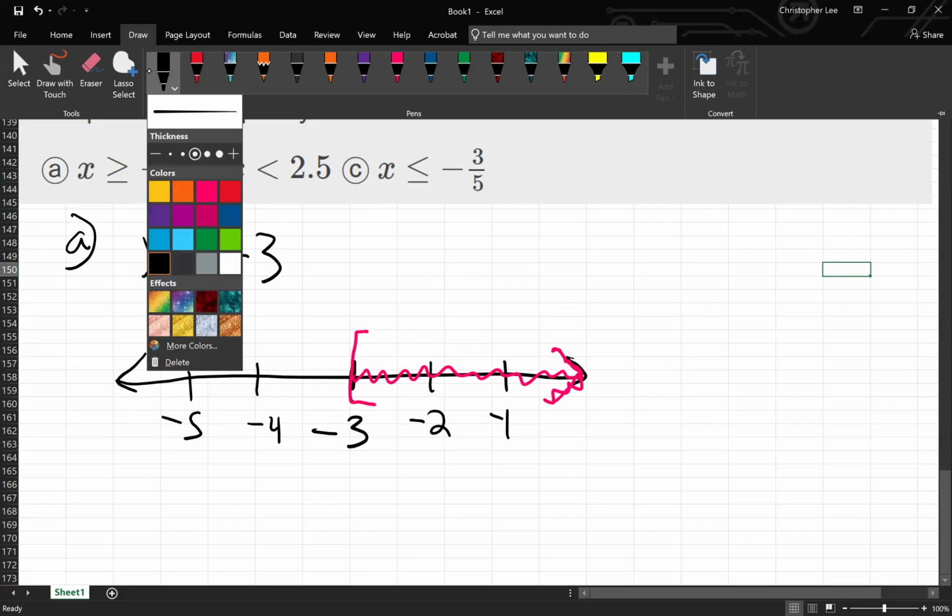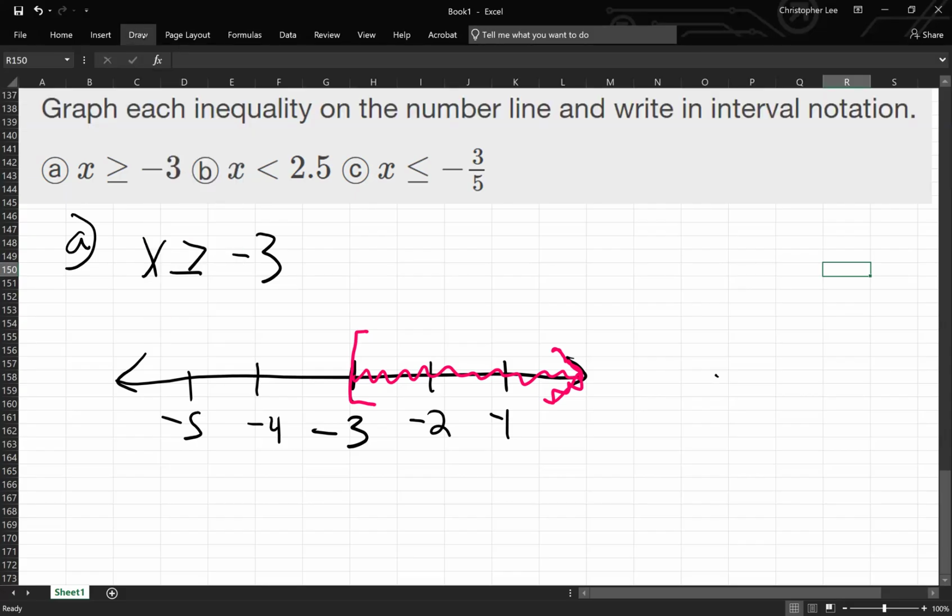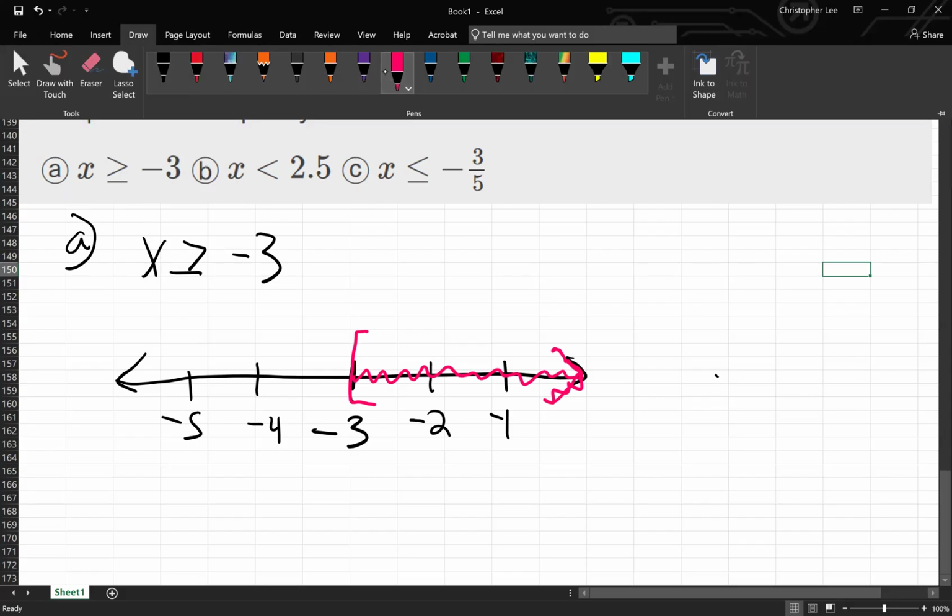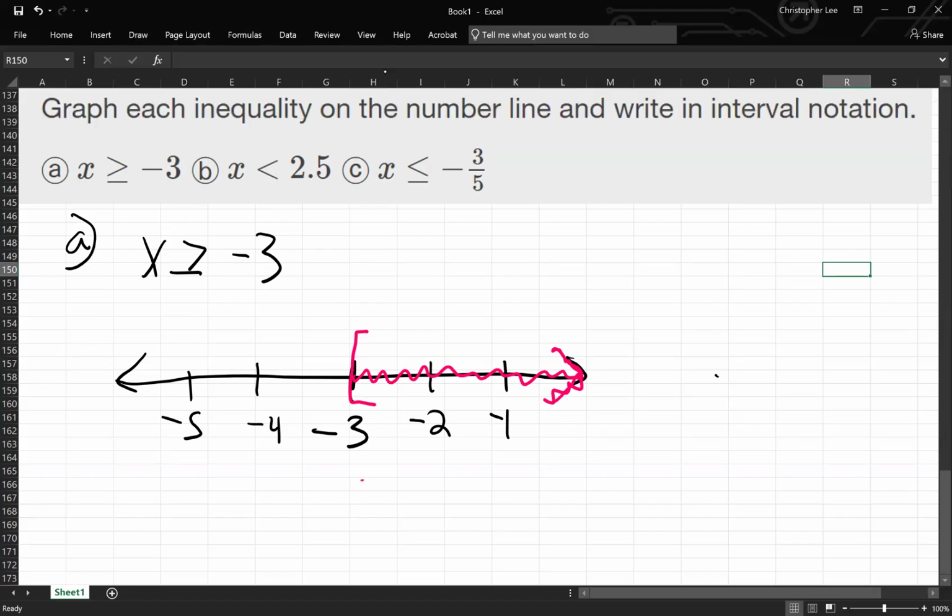For B, you know what? Hold on. I forgot. My mistake. Interval notation, I want that as well. So -3 is included, so this is going to be square bracket -3, comma, infinity, close parentheses. I forgot to include that part as well. Did you guys get the interval notation? Awesome. All right, let's try B.